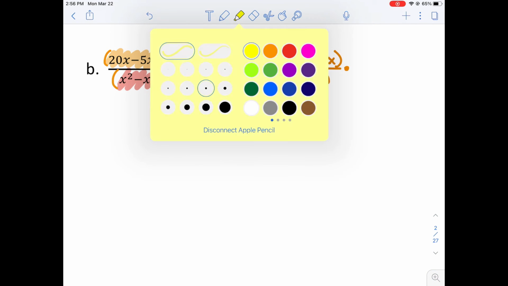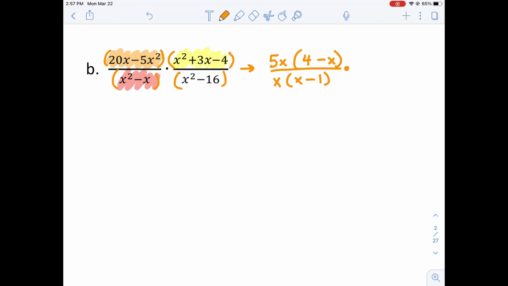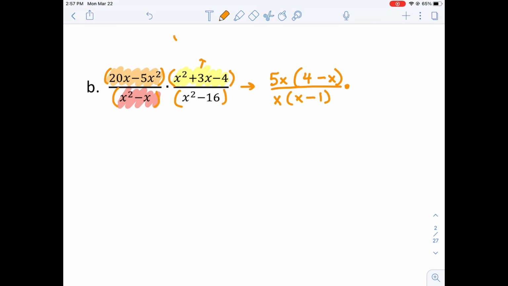And then in my second fraction, I'm going to factor that x squared plus 3x minus 4 needs to multiply to -4 and add up to 3. So I'm going to go 4x minus 1x. And then factor out an x and a -1. So it'll end up factoring into x plus 4 times x minus 1.